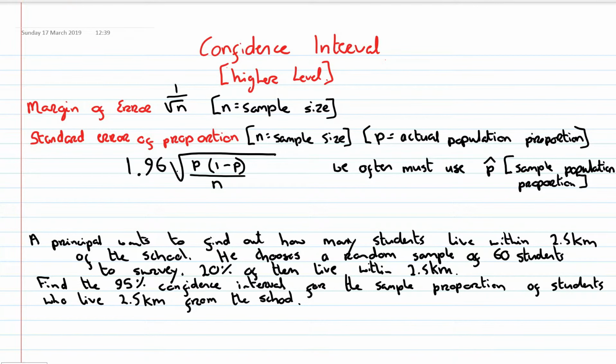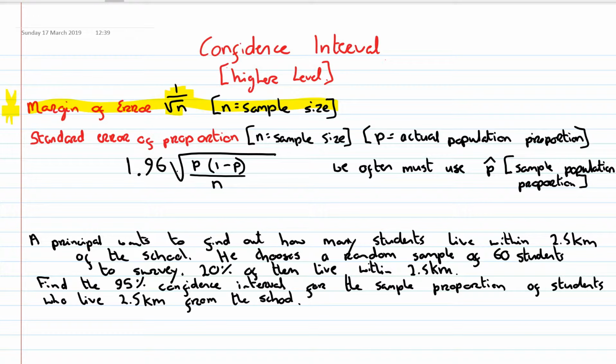Okay, in this video we're going to look at confidence intervals for higher level. I suppose the first thing I'm going to look at is margin of error. Now, the margin of error is how much we could be wrong, and that's given as 1 over the square root of n, n being the sample size. That generally is not used in higher level, it's generally used in ordinary level.